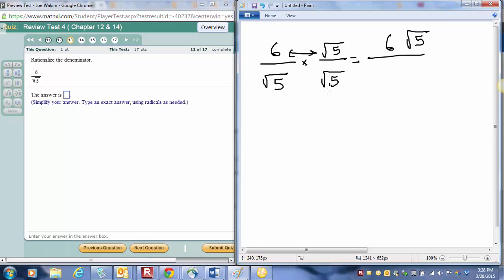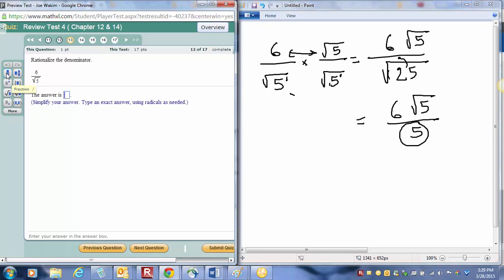But the denominator, you're going to multiply the inside. So that's going to be square root of 25. And of course, 25 is a perfect square and will come out as 5. And the final answer would be 6 square root of 5 over 5. Now, I multiplied by square root of 5 because when you multiply 5 power 1 times 5 power 1, you add the exponents, this becomes 5 squared, and 5 squared is a perfect square. And square root of 25 will come out as 5, so no more radical in the denominator, and that's what we mean by rationalize. You want to remove the radical from the denominator.